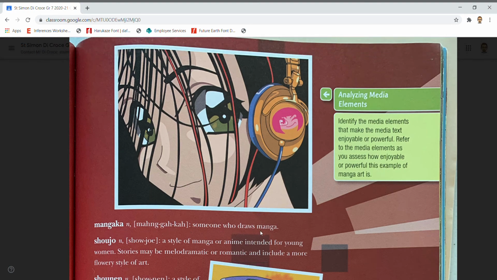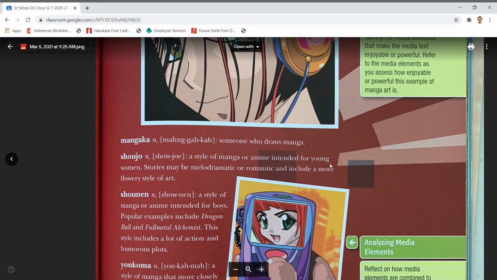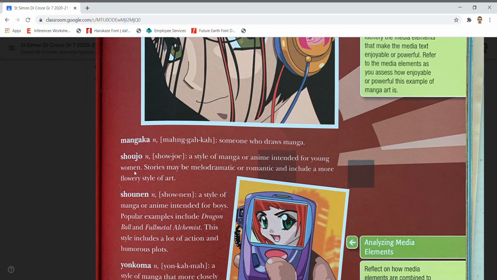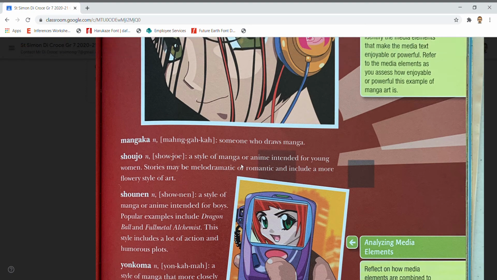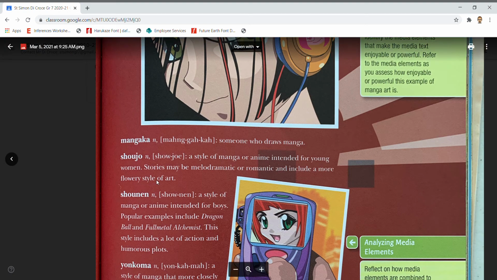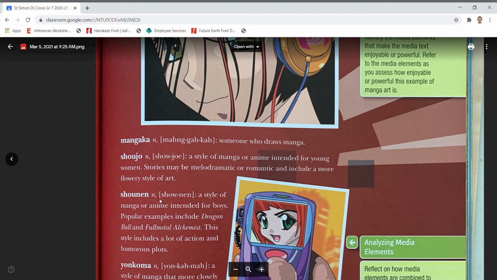Mangaka, someone who draws manga. Shoujo, a style of manga or anime intended for young women. Stories may be melodramatic or romantic. Well, yeah, you do have some. Sometimes authors know who their audience is, and they write specifically for that audience. So in this case, it's for a younger female audience, so they're looking more at something, maybe they know that they're more interested in romance or flowery style of art. So they know who their audience is.